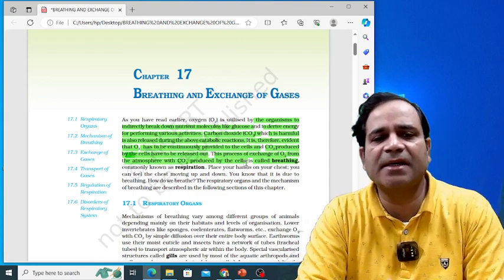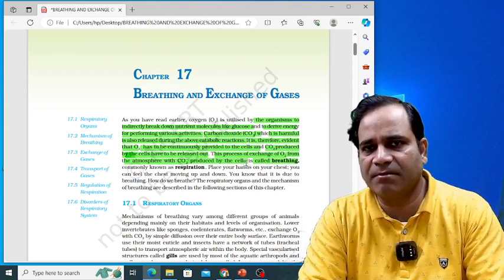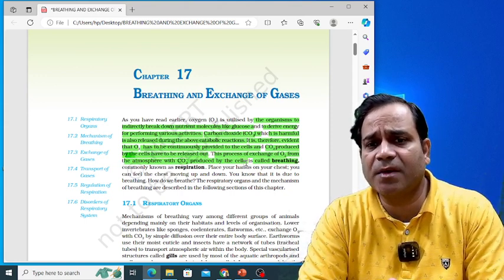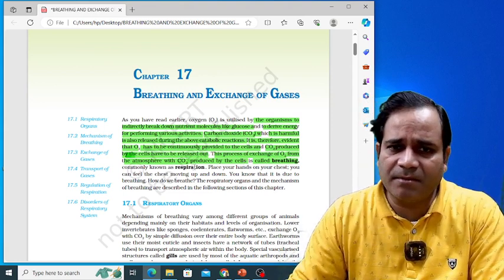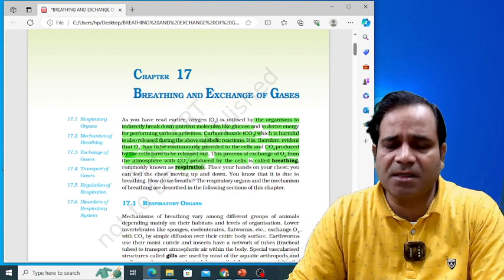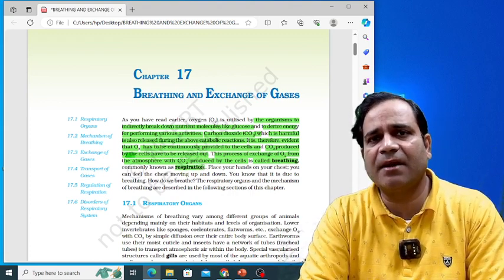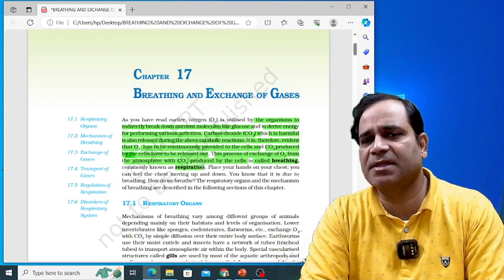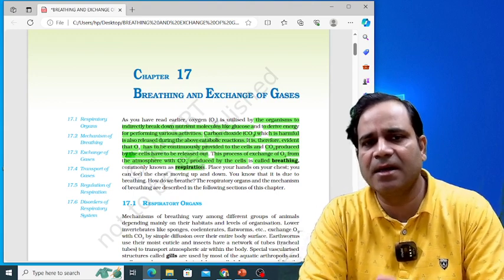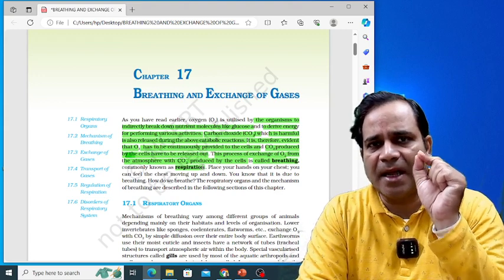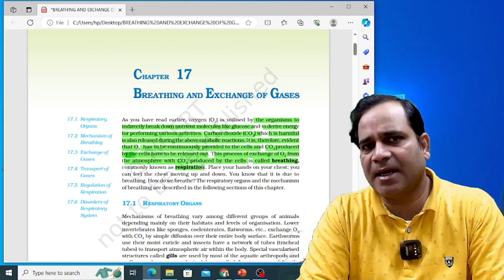So this is the exchange of gases, and it is commonly known as respiration. But respiration and breathing are two different things. Commonly we say respiration, no problem, but they are two different things. Breathing is an anabolic process, while respiration is a catabolic process, my dear. Again I am repeating: breathing is an anabolic process, while respiration is a catabolic process.